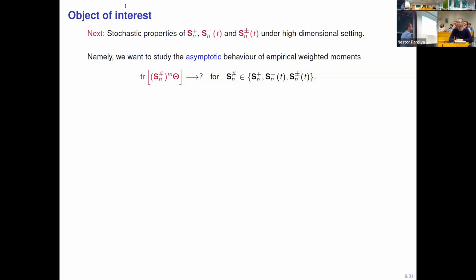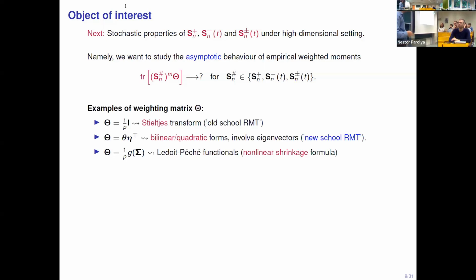That brings a lot, actually, because in random matrix theory, theta is 1 over p multiplied by identity. And if you take specific thetas, you will get very, very interesting results. For example, 1 over p is classical old school random matrix theory. It's still called the Stieltjes transformation if you take theta in this form. And this is just the empirical moment, nothing special. If you take theta as the product of two vectors, either equal or non-equal ones, you study quadratic forms or bilinear forms of that logic. And that involves eigenvectors automatically. So this I call new school RMT.